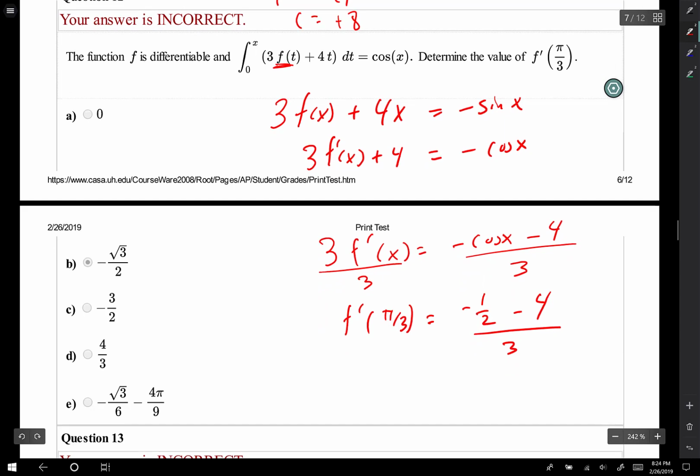So I think we can do this without a calculator. Let's see, 1/2 and 4, that's 4.5. 4 times 2, 8, 9. So that's 9 halves, but negative, divided by 3. So that's negative 9 over 6, so negative 3 halves. And there it is, guys.